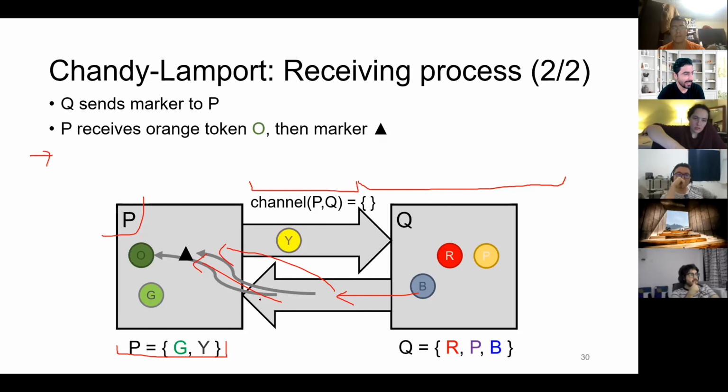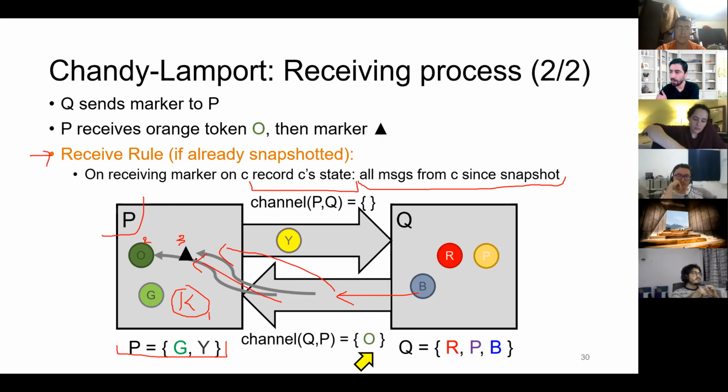So my point is, let's say even there is a K here that arrives before O. So this arrives first, this arrives second, this arrives third. So process P, according to the rules, receives the marker, looks at its snapshot and says, okay, after I did this snapshot, what messages did I receive? I received K and I received O. So the state of this channel, I'm going to consider K and O. KO.